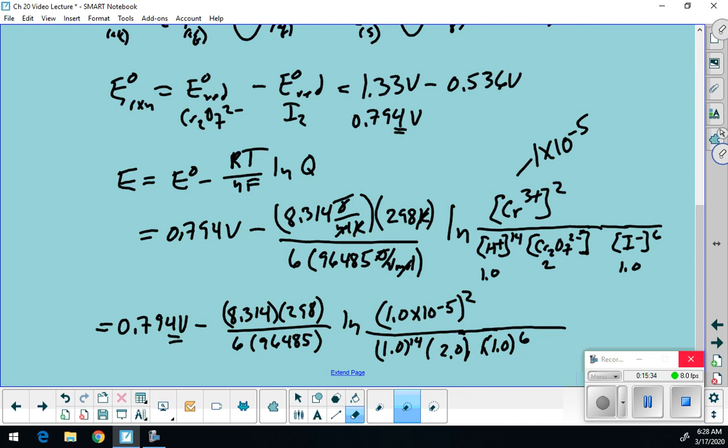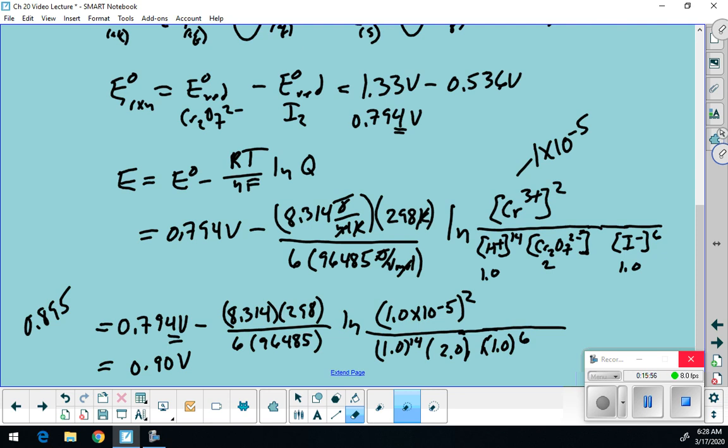This was not significant, so we get 0.8. Well, no, we get 0.90 when I round it. It was 0.895, but when I round it, I get 0.9 volts. And so my driving force actually increased because of this change.